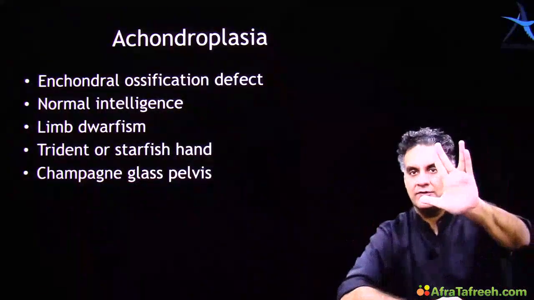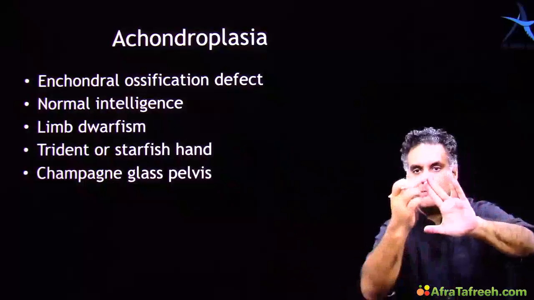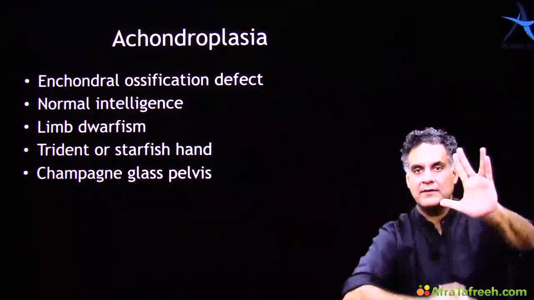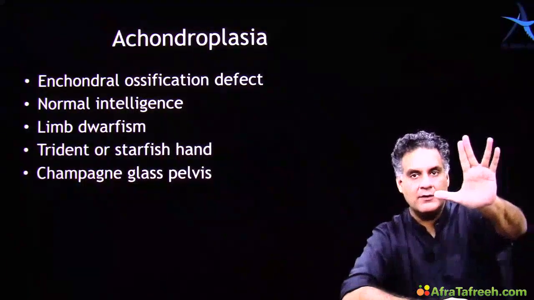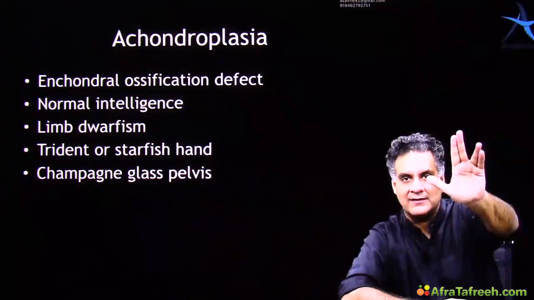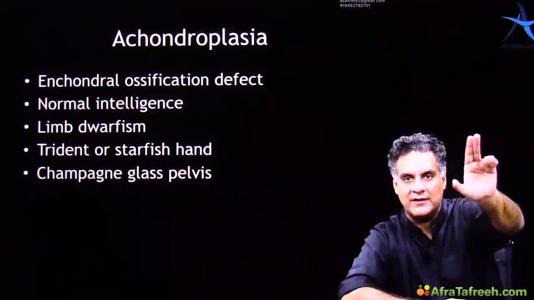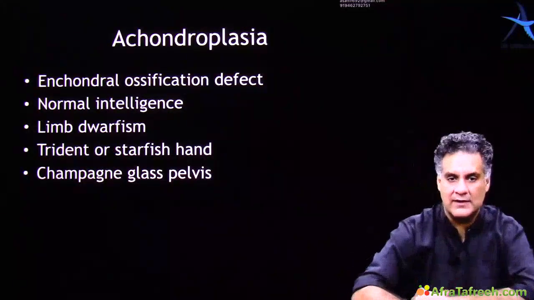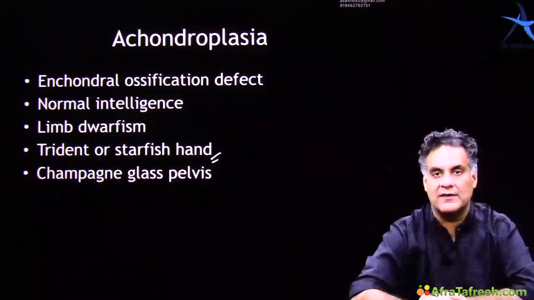This is a trident hand. There's a gap between the middle and the ring finger. And you know, many people can't do it. It's also an easy way to remember the sensory supply of hand. This is C6 supplying the thumb, C7 the index and middle finger, C8 the ring and little finger. And then you have the starfish hand where all the fingers are equal.